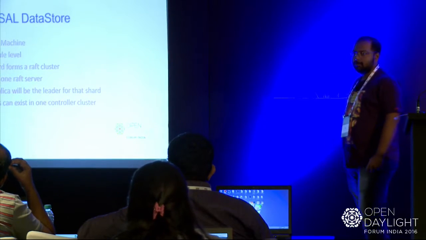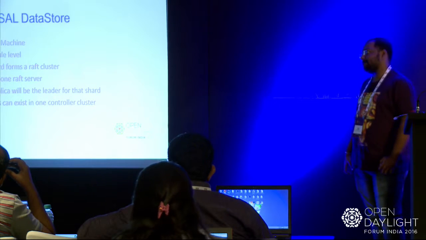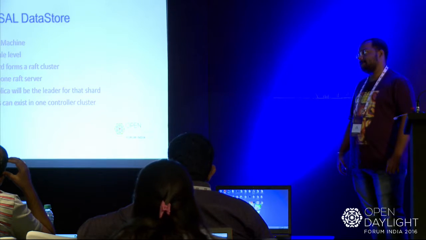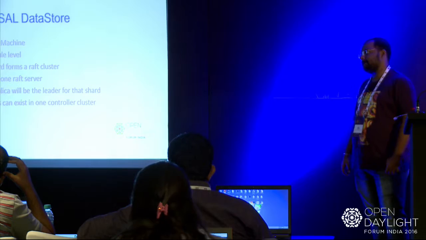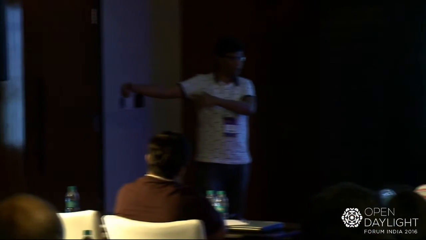If I have one shard, one shard is considered to be one RAFT system. So if I have 10 shards, I'll have 10 RAFT systems running: 10 leaders, 20 followers.